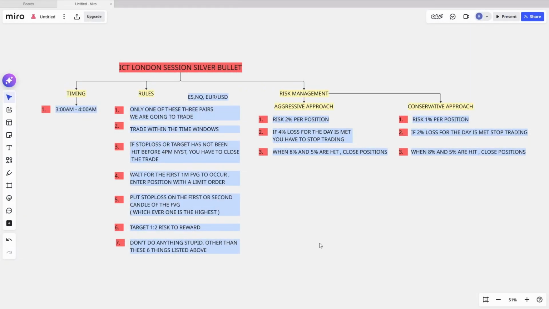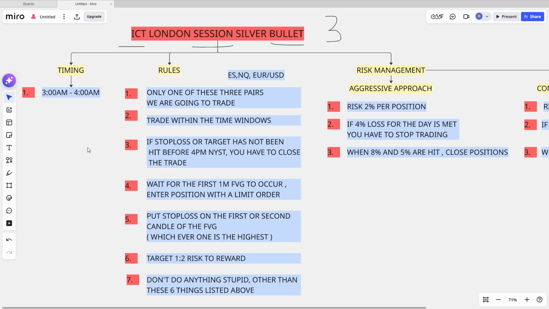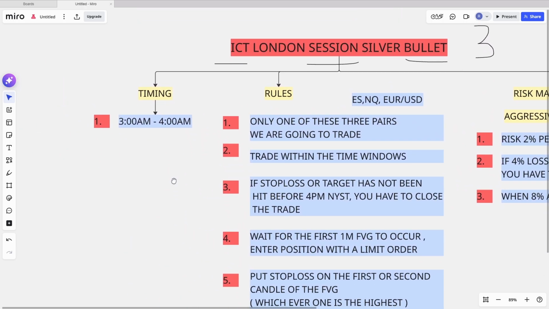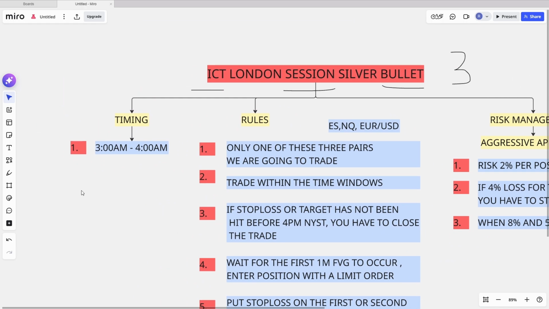In the previously explained videos, I showed you how to use the ICT Classic Silver Bullet strategy during the New York AM session. As I mentioned earlier, there are three specific one-hour time windows during the day where the Silver Bullet strategy can be traded. I have already explained the New York AM session in detail, and now, in this video, I am going to explain how to use the ICT Silver Bullet strategy during the London session.